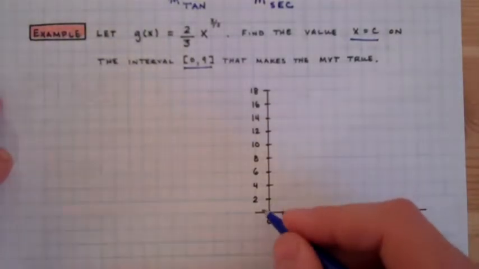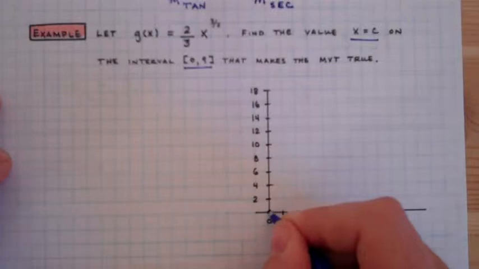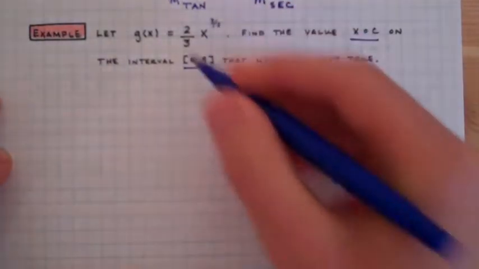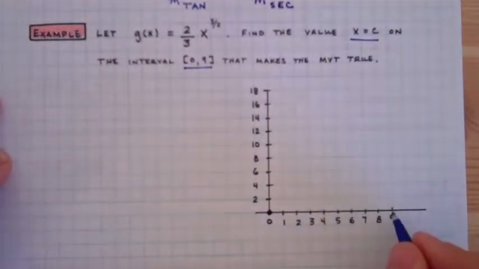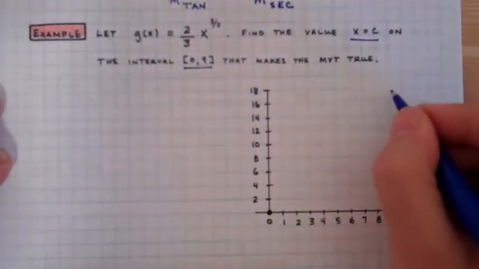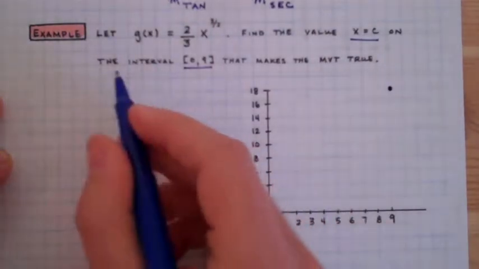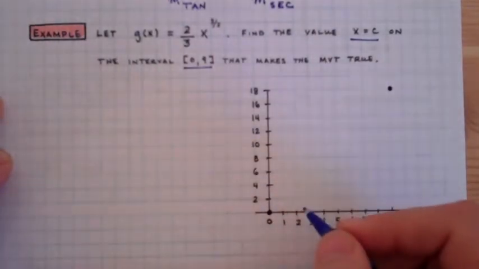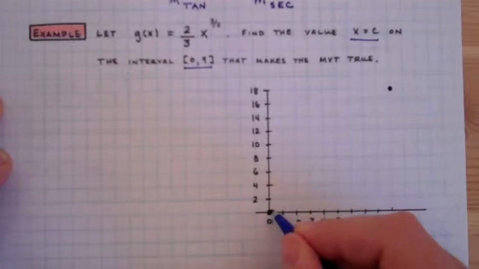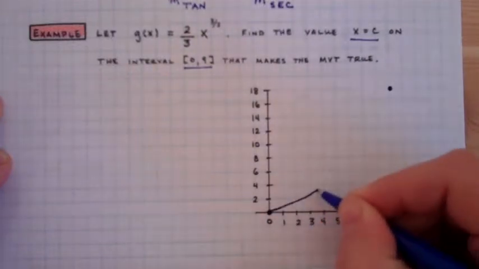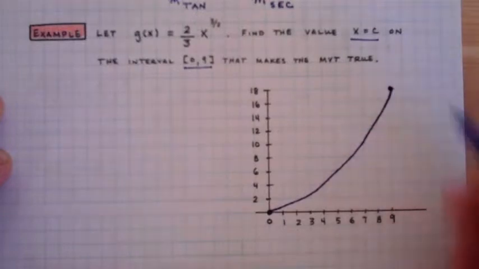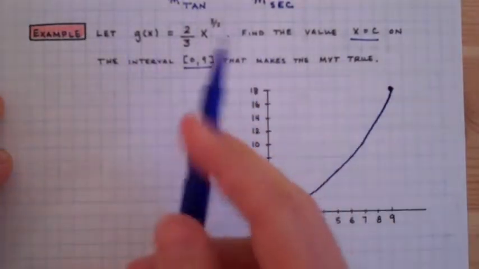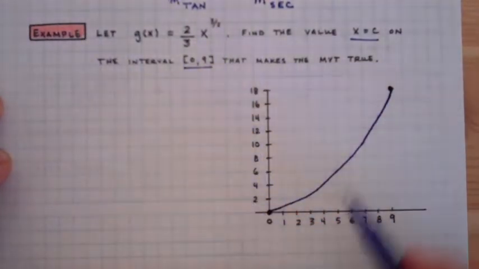So the first thing that I'm going to do is simply draw a sketch of this graph. Now I put this in my calculator and found that at 0 it's 0, and at 9, the other endpoint, the value of our function is 18. And the curve is going to look something like that. Not as curvy as a parabola, but curvier than a line.